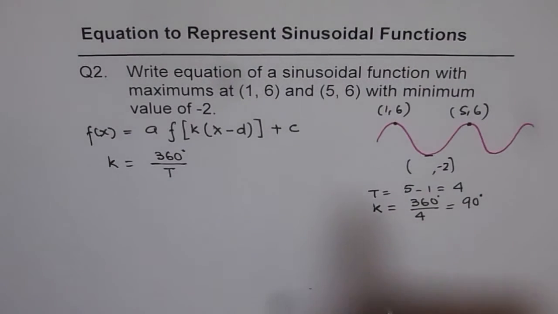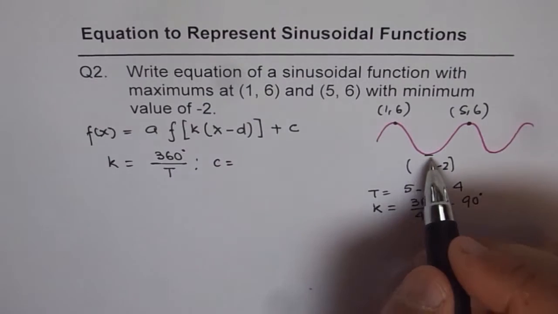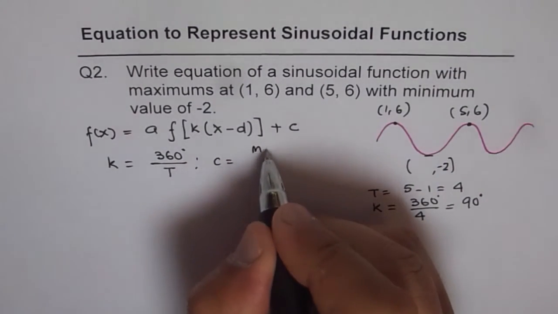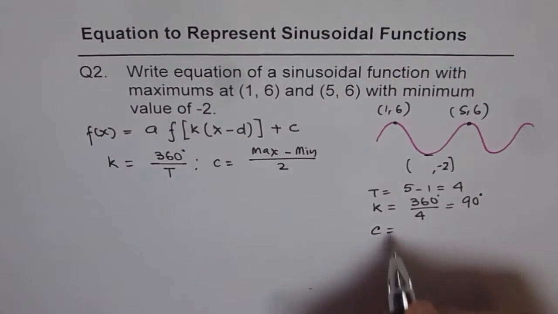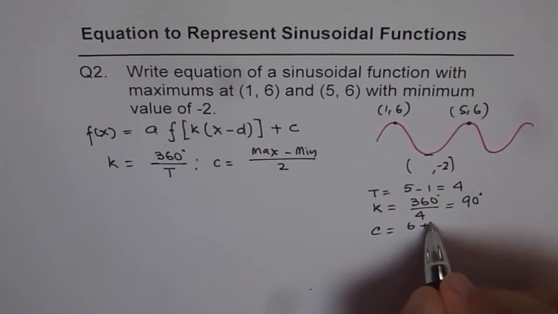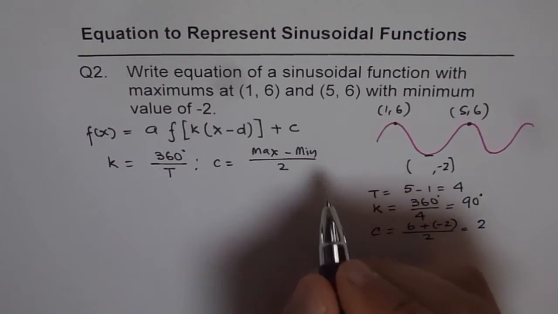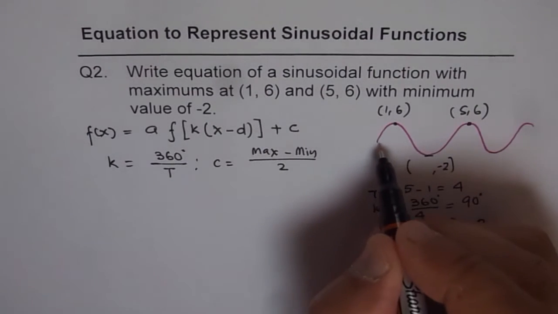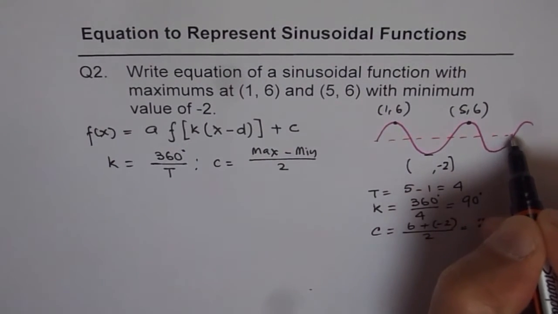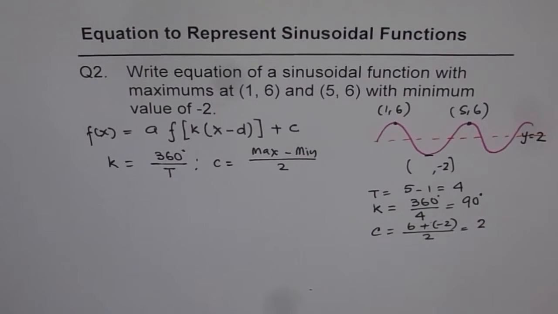Now what is c equal to? C, as you know, is equal to the average of the maximum and minimum values. So it is maximum plus minimum divided by 2. So let's find out c now. The maximum value is 6 for us, and the minimum value is -2, divided by 2. So 6 minus 2 is 4. 4 divided by 2 is 2. So we get c as 2. So let's just draw a line here, that means the y value of 2. So we have y equals 2 as our axis.